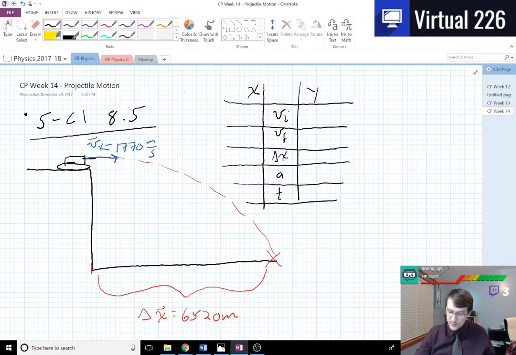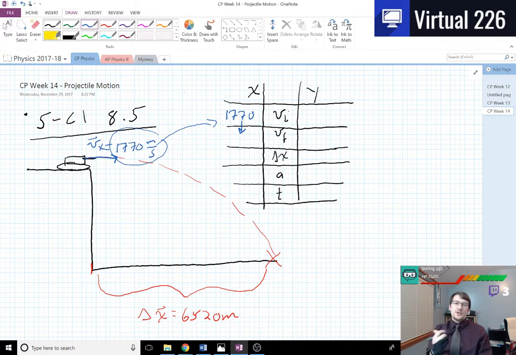We know that the initial velocity of the cannon is 1770, because we have that right here. So that just gets tossed up. Remember, this initial velocity is the same as the final velocity, because in the x direction, there are no booster rockets or anything going on here.